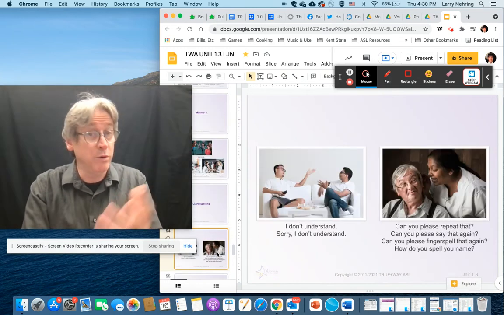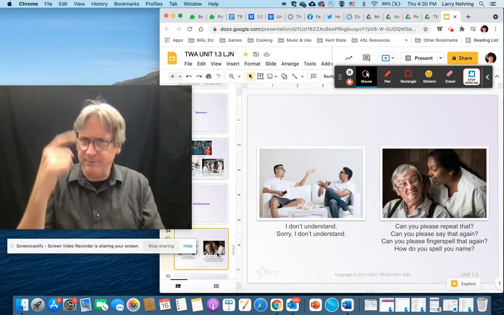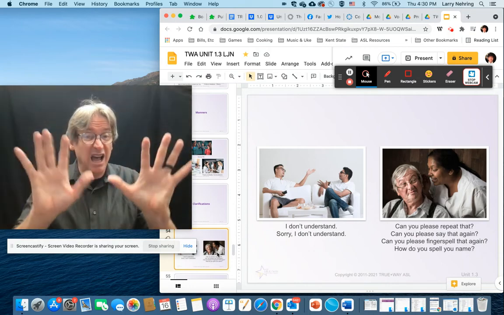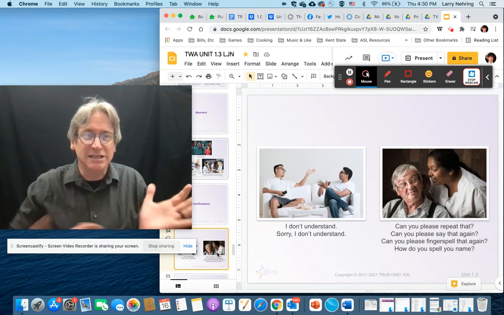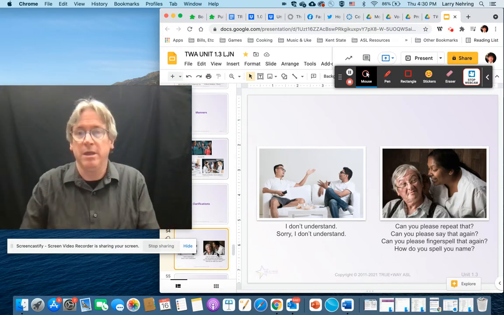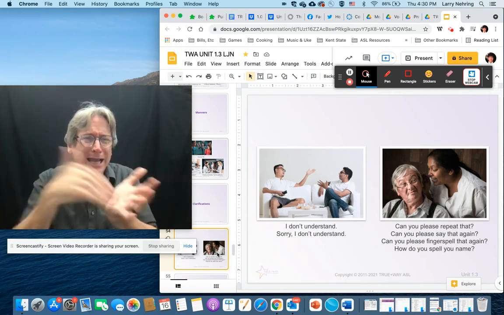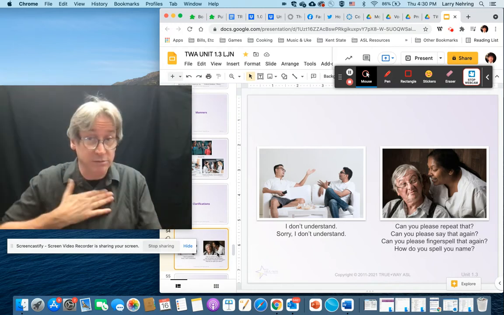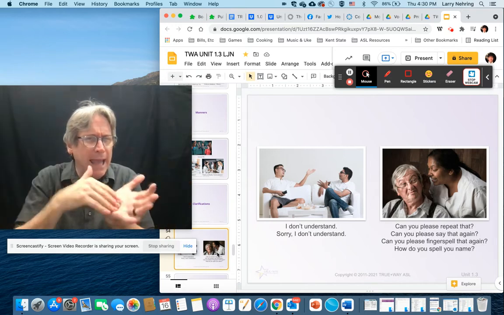Clarifications. We know what understand and don't understand. Understand, don't understand. Can you please repeat that? It usually starts with a wait. Please repeat, or repeat, please. Can you say that again? Same thing. Sign again, please. Or spell again, please. Can you fingerspell that again? And your name, spell again.